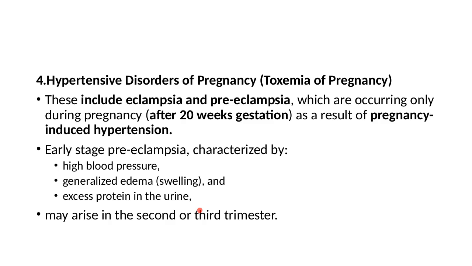Then you have high blood pressure. That's why each and every pregnant woman during clinics has to have her blood pressure taken. Then excess protein in the urine can also be a characteristic or a symptom of preeclampsia. Then it may arise in the second or third trimester.